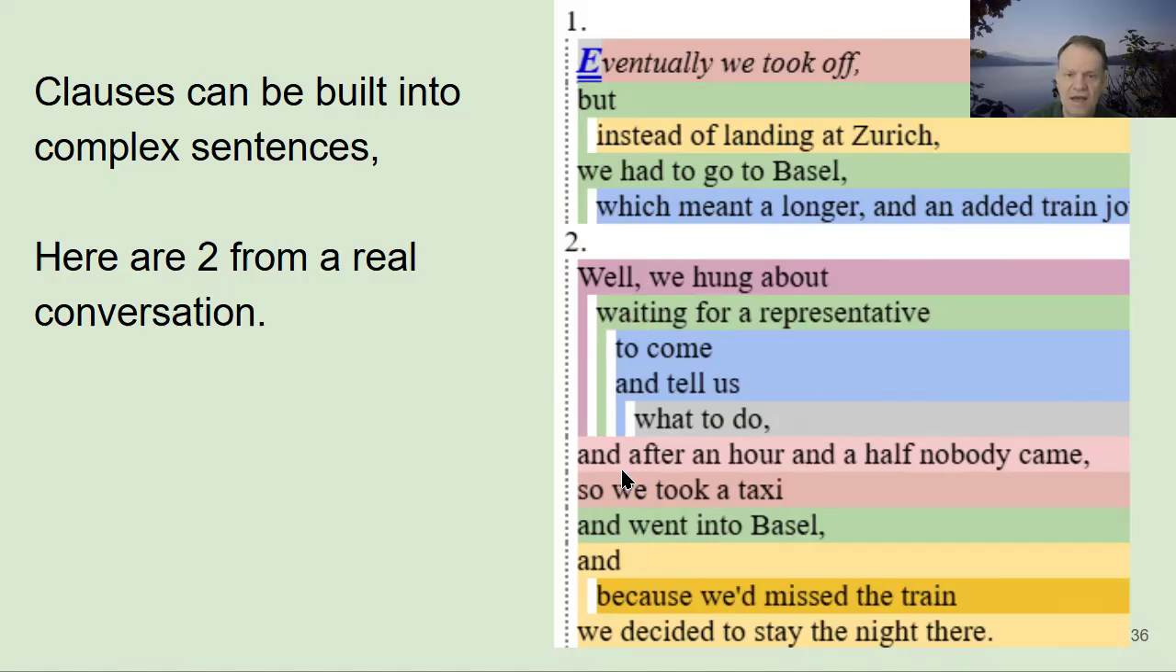And this has subclauses. Well, we hung about, waiting for a representative, to come and tell us what to do. And the reason, because we decided to stay because we missed the train, is an adverbial clause. It's describing why we stayed the night.